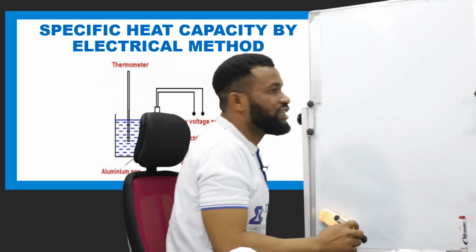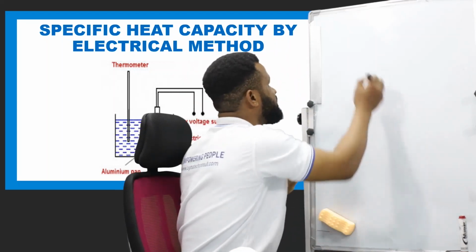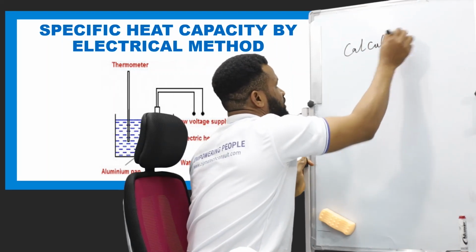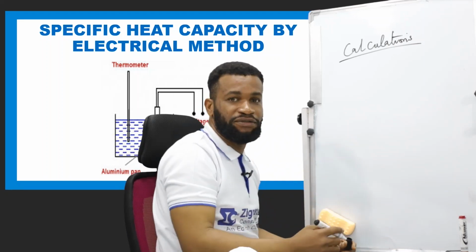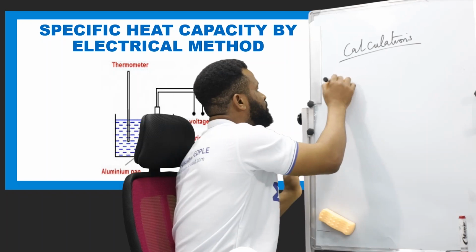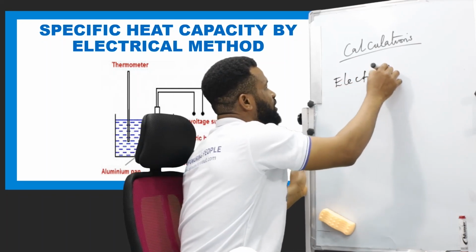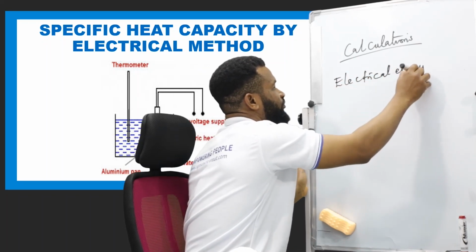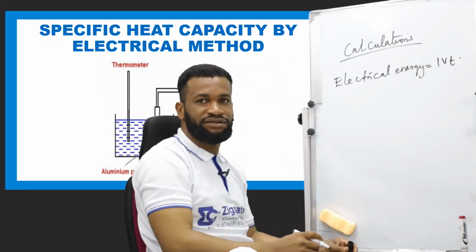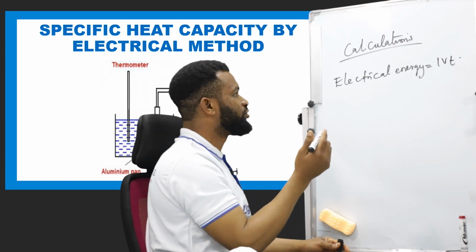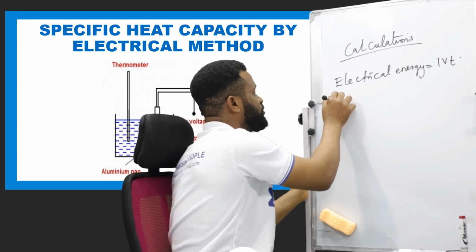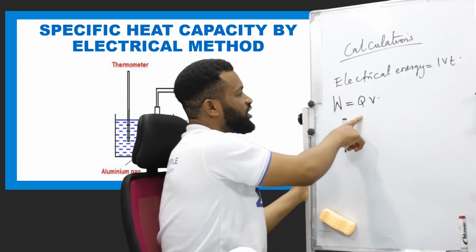I want to first start on this calculation, or let's say the derivation of the formula or equation. The first thing you have to do is electrical energy, which is given as IVT, right? Or let's say work done by electricity, W is equal to QV. This is what we know.